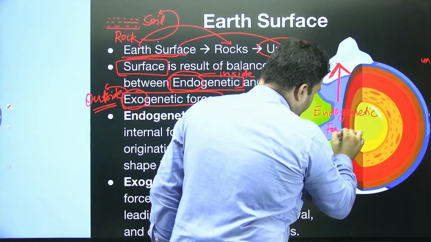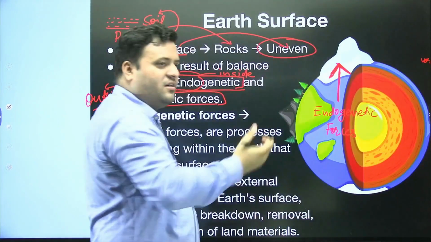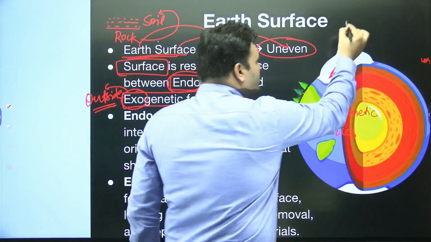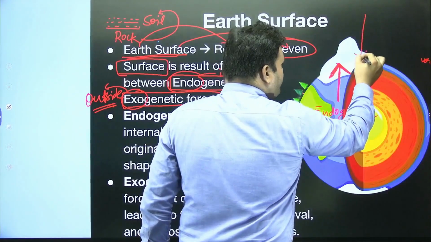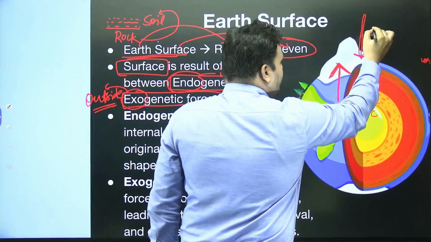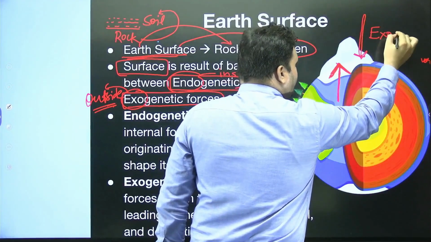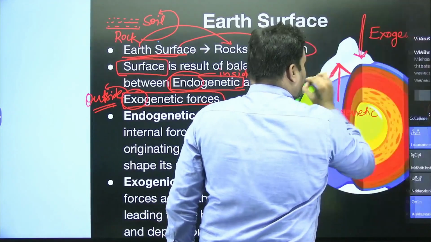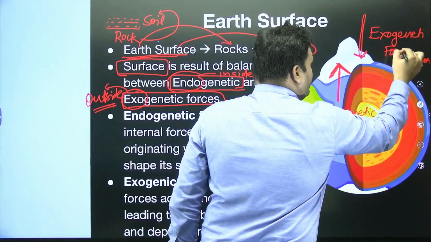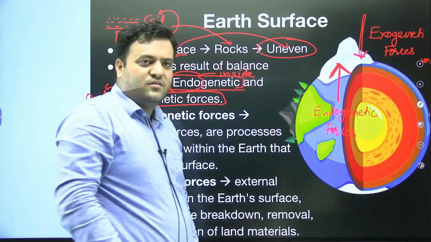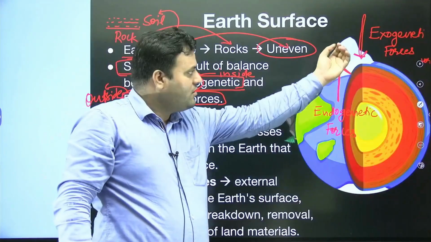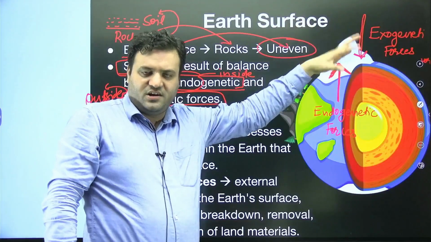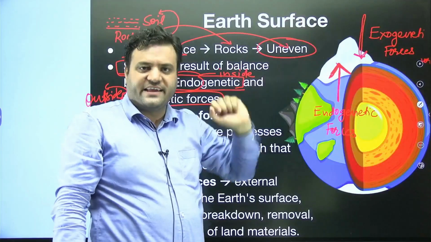Endogenetic. These forces are applying from the interior of our earth. Then we have one more set of forces which we are calling exo, from outside, exogenetic forces. These forces are actually responsible for working on Earth's surface from the outside, or let's say by the means of atmospheric action.